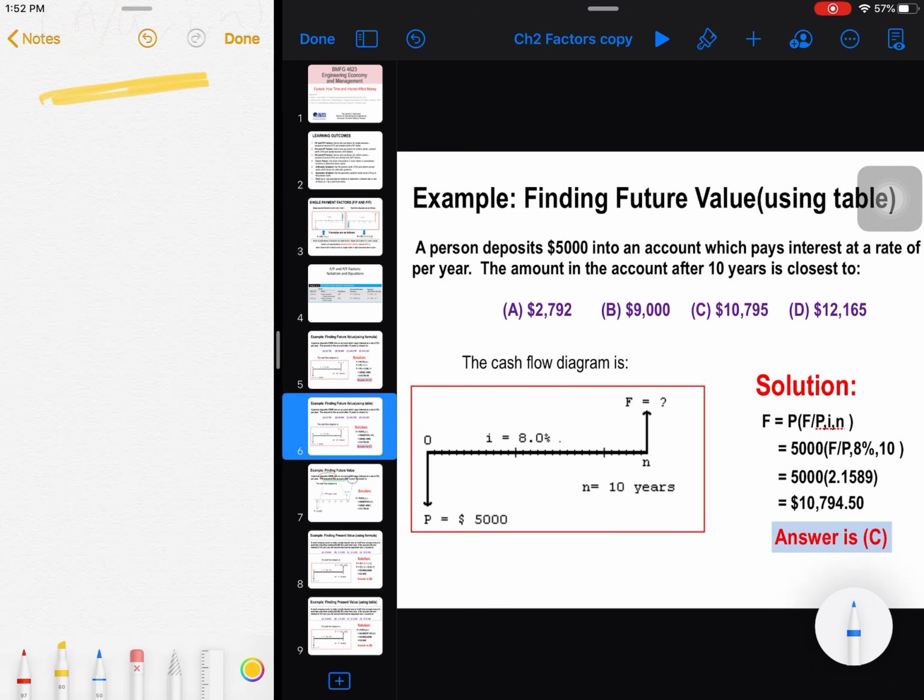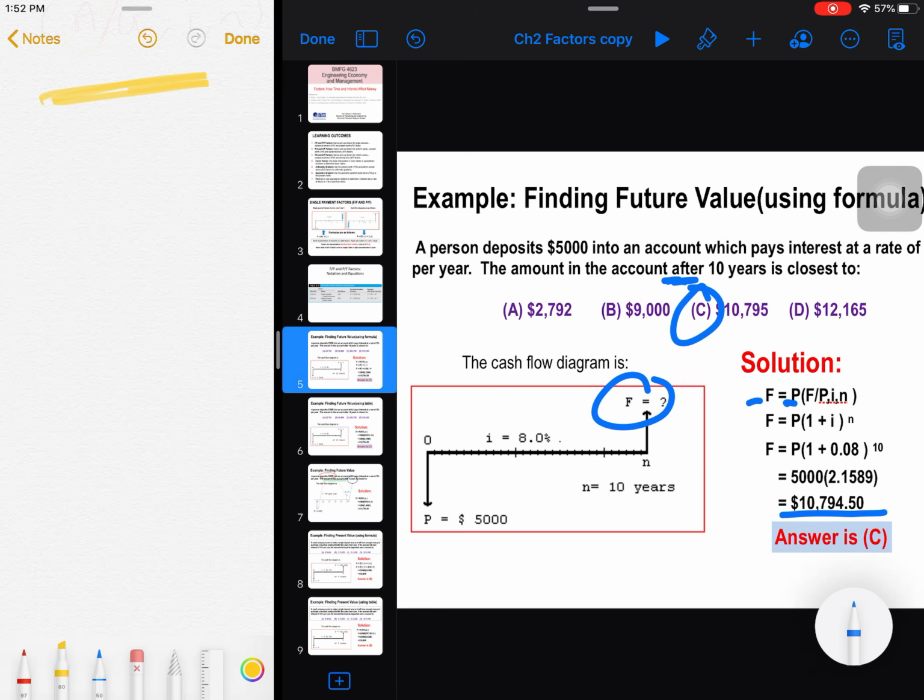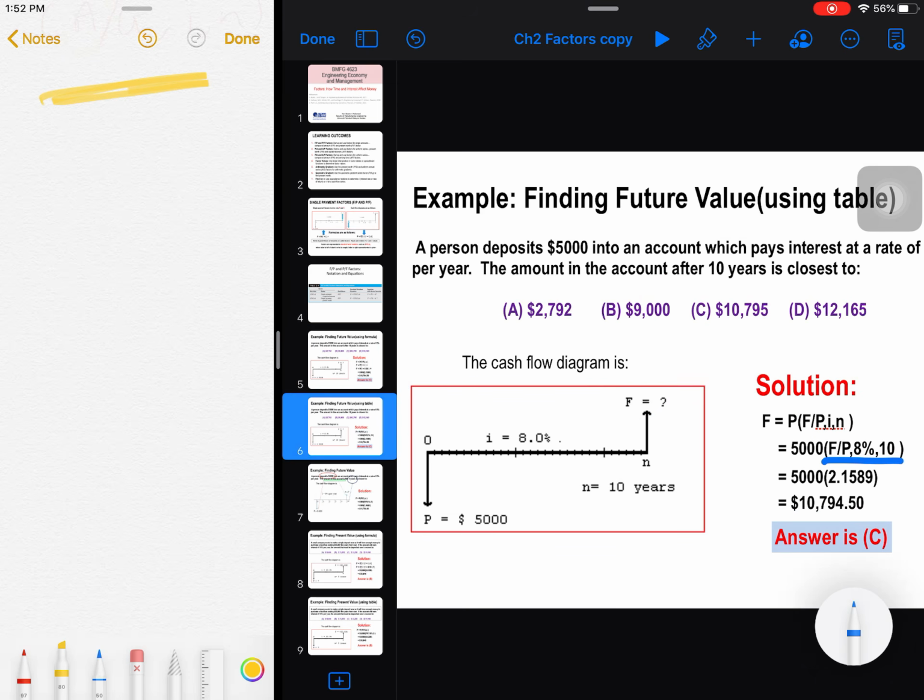Finding future value using the table. So we want to use the table. A person deposits $5,000 into an account which pays interest at a rate of 8% per year. The amount in the account after 10 years. It's the same question, but now we do not use the equation. Before, we used the equation. Now we want to use the table.